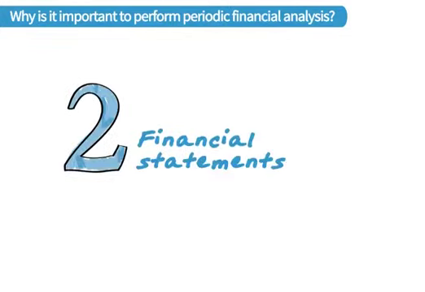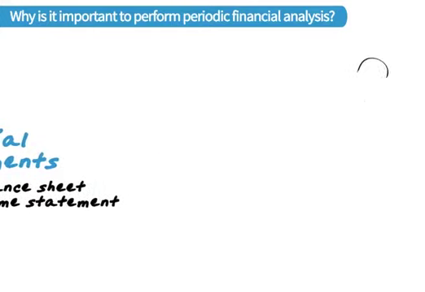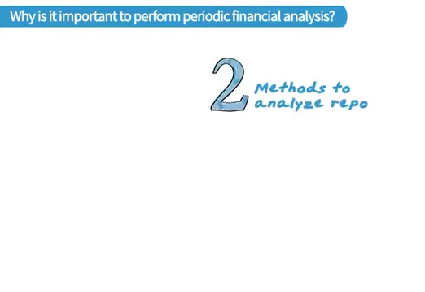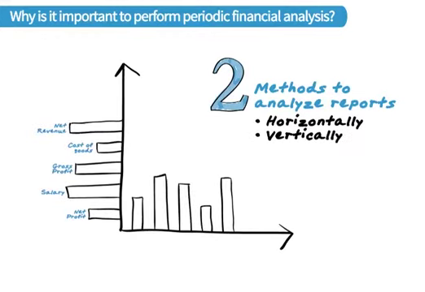Two financial statements that will help you understand the financial state of your business are your balance sheet and your income statement. You will learn two different methods to analyze these reports, either horizontally or vertically. Let's take a closer look at your bakery's numbers.